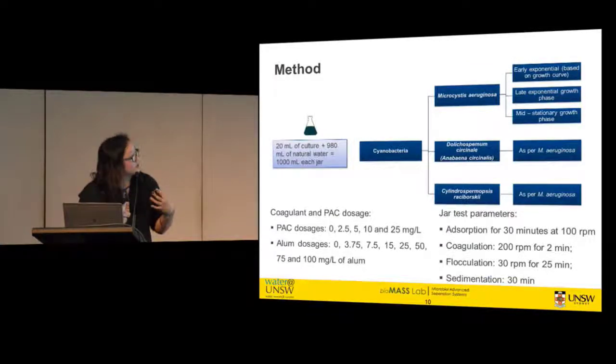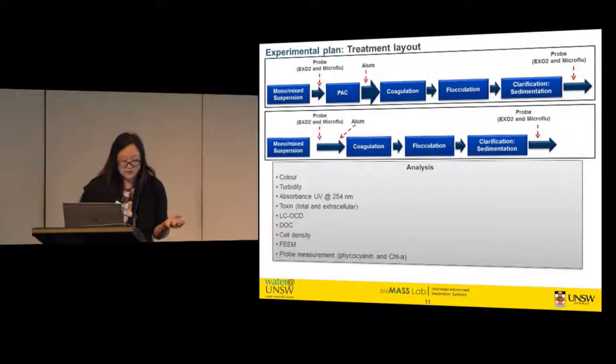We used Microcystis aeruginosa, Dolichospermum circinale, and Cylindrospermopsis raciborskii. These strains were known toxin producers, and we conducted the jar tests during the early exponential phase, late exponential phase, and stationary phase. We chose the PAC and alum dosages based on what the plant would usually use. Including that, we also took a range of analyses. I'll focus on some of the algal organic matter data we collected, because I think that might be of interest to some people in this room.